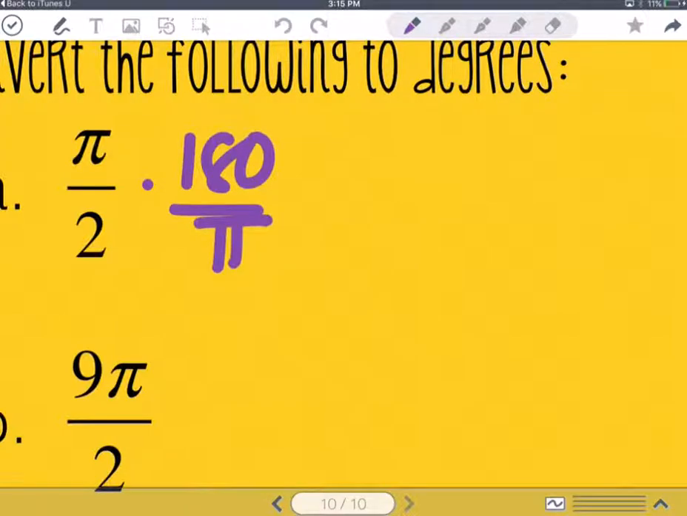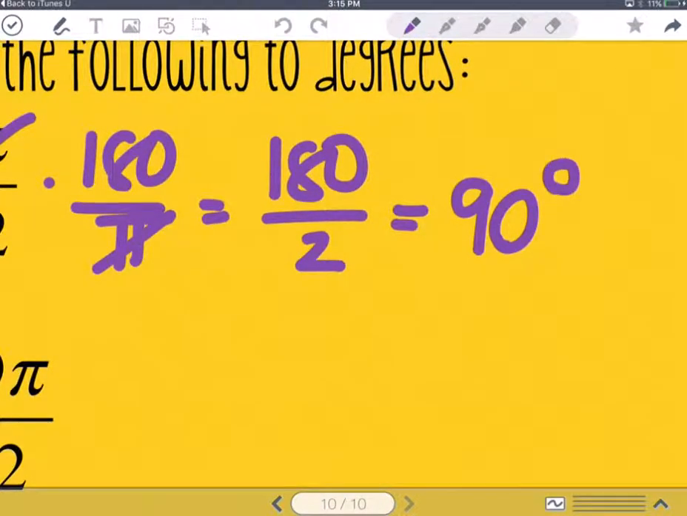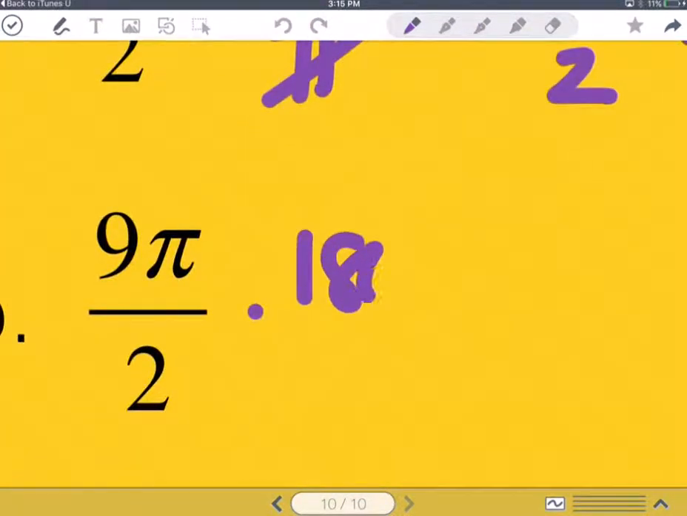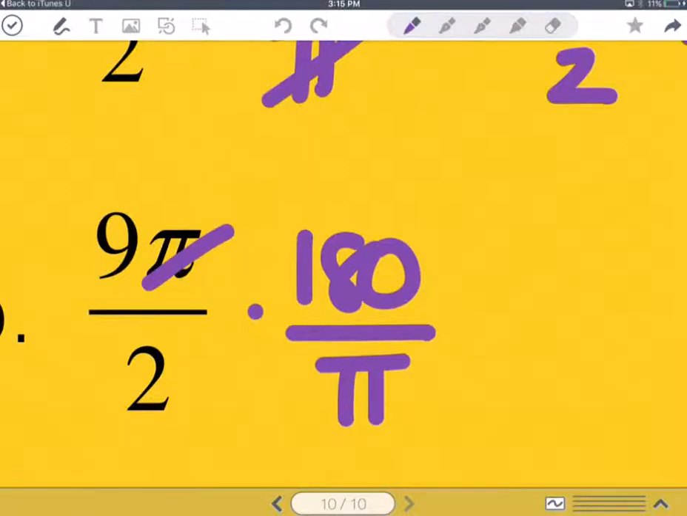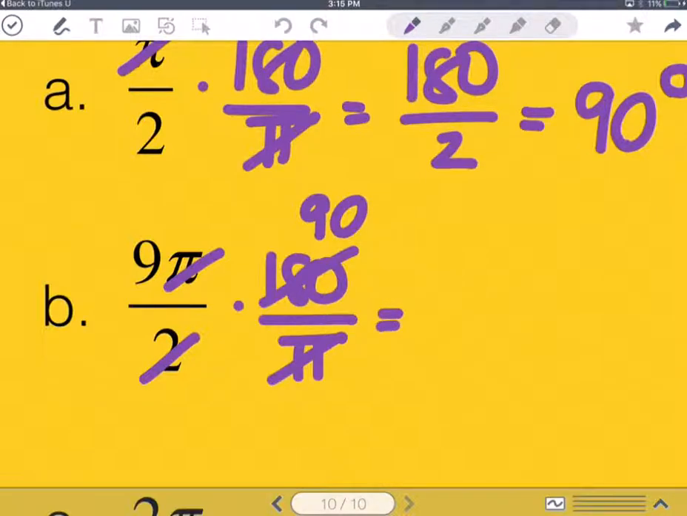by 180 over pi. You'll see that the pi's will cancel out and you're left with 180 over 2, which just reduces to 90. Please make sure you put the degree sign, however. Okay. Do the same thing here. 180 over pi. The pi's will cancel. I'm going to do some other cross canceling. So 180 over 2 becomes 90. 9 times 9 gives me 81. And with the 0 gives me 810.